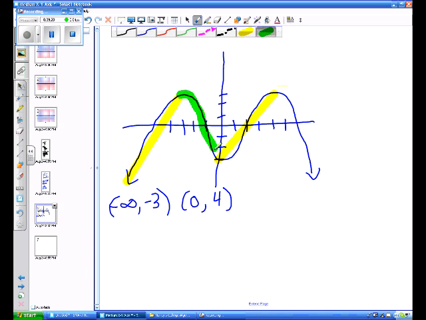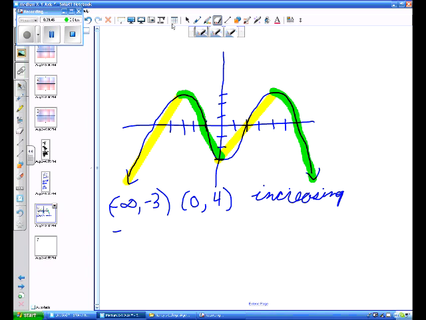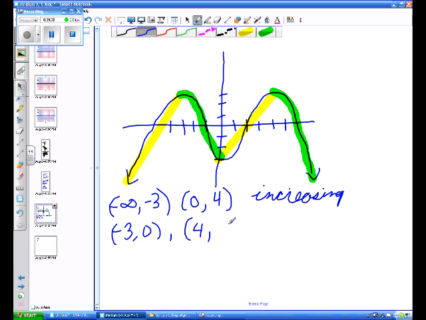Well, from this point down to here, we're decreasing, and we're decreasing all the way from there. So we're decreasing from -3. I didn't put over here, this was increasing. We're decreasing from -3 to 0. And from 4 to positive infinity, we're decreasing.